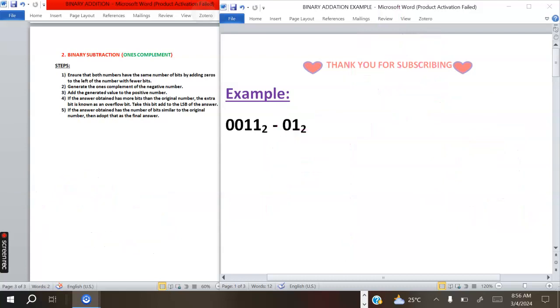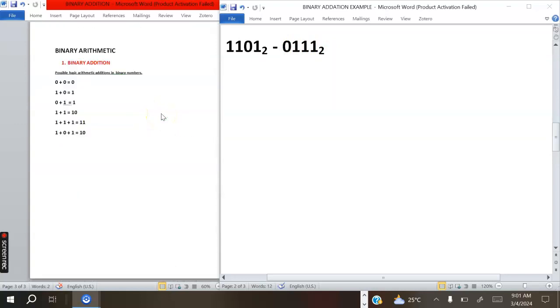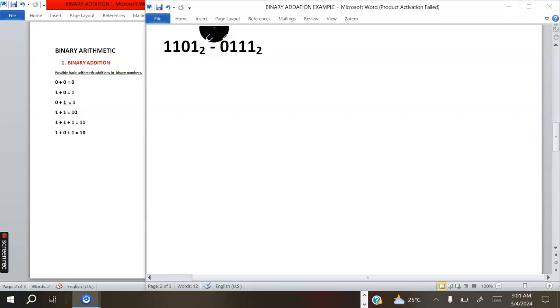Okay, let's move to another scenario for practice purpose, where we have 1, 1, 0, 1 base 2, minus 0, 1, 1, 1. Okay, for the purpose of comparison, let me take you to this other one so that as I make the calculation, we'll be able to follow up. Okay, remember the rules. Step number 1 is to convert this section into 1 complement. So the complement for this one will be 1, 0, 0, 0 base 2.